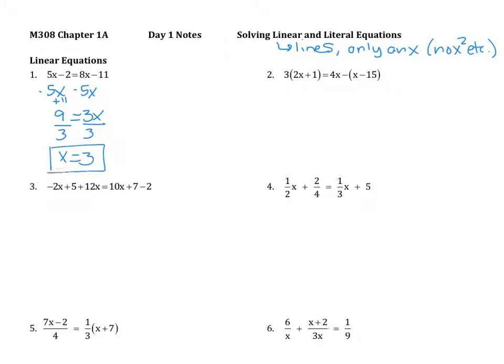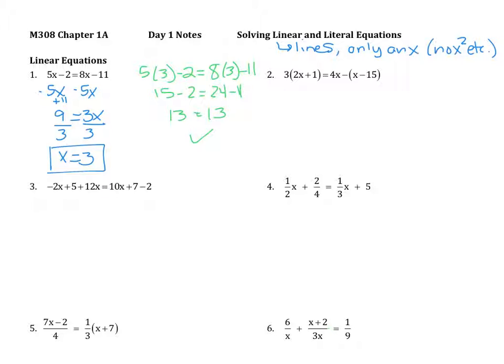Pretty simple. It's important when you're solving these equations to always check your answers. So what I mean by that is plug in your answer for x on both sides and make sure that the right-hand side equals the left-hand side. So in this case, 15 minus 2 is 13. On the right-hand side, 24 minus 11 is also 13, so it does check.